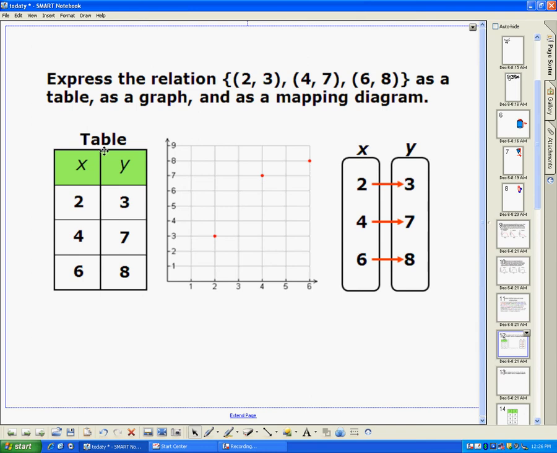When you see a table, you can also think of function machines from elementary school, and they would show input and output. So your x is like your input. When you input 2, the output is going to be 3. Okay.